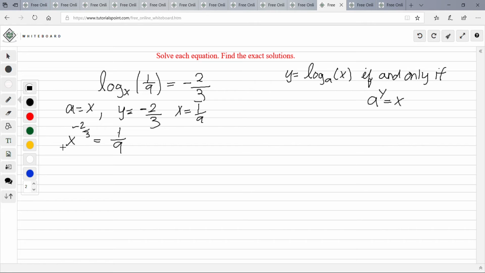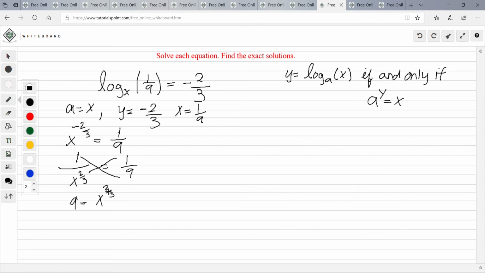Okay, so I want to solve for x, because that's what we want to find for the exact solution. I'm going to rewrite x to the negative 2/3 in a positive power: 1 over x to the positive 2/3 equals 1/9. Then I'm going to cross multiply. So 1 times 9 is 9, and 1 times x to the 2/3 is x to the 2/3.